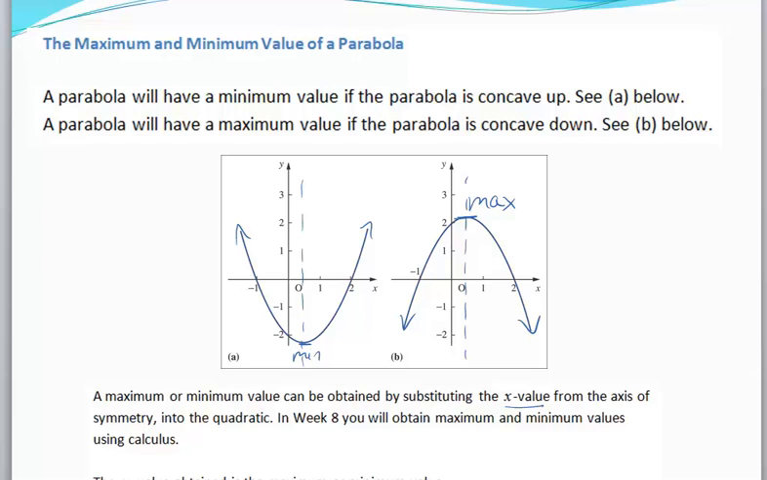So what we have to do here, we substitute, we've already found what this x value is. So we said x is minus b on 2a. So we find this x here and we substitute into our actual y equation for y. So in week 8 we're going to be actually obtaining maximums and minimums using calculus. The y value obtained is the maximum or minimum value.